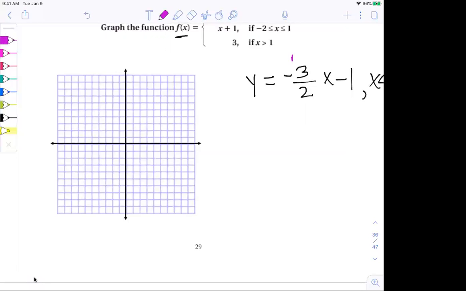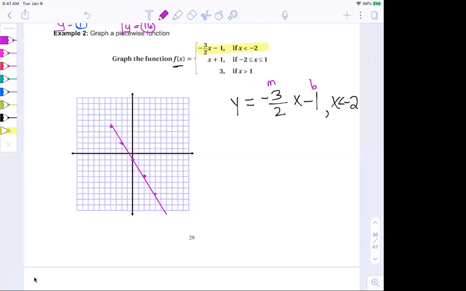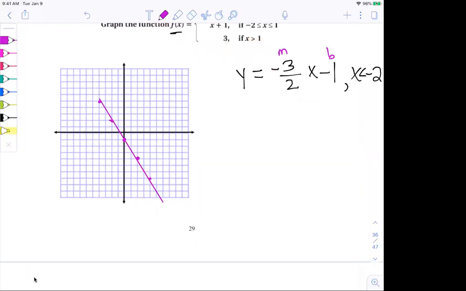Remember, mx plus b. If I'm graphing a line, I begin at negative 1, and then I move down with the slope. So down 3 over 2. Or I could go up 3, backwards 2. And I'm connecting this just as I would a regular line. So in this chapter, we reviewed graphing lines. That was one of the things we talked about. So now I have my line.